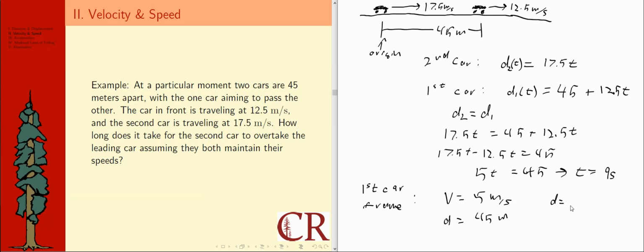And in that sense, if d is equal to vt and you're trying to solve for t, t is just equal to d over v, which is 45 meters divided by 5 meters per second, which in turn, if you look at the way the units work out here, is going to give you the same answer of 9 seconds.